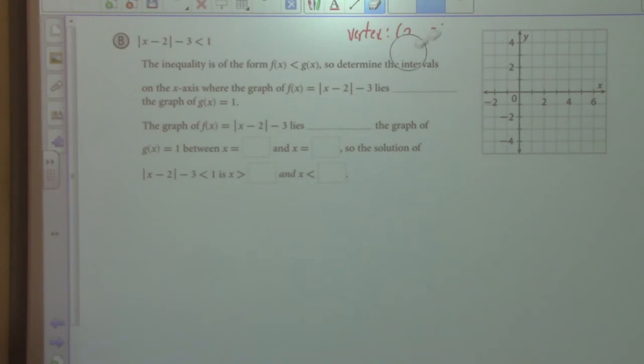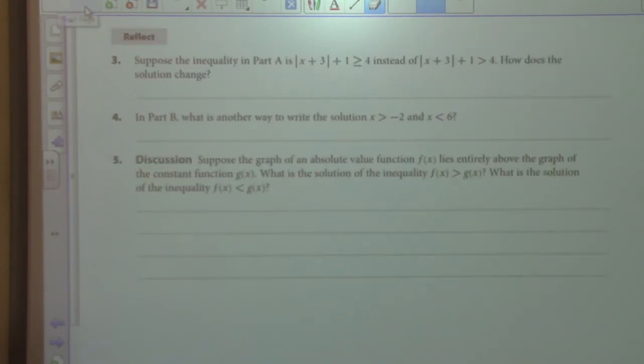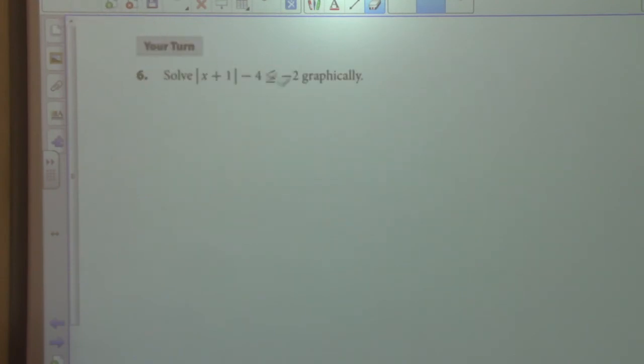Now, the next thing we're going to do here is, they say, what if we had greater than, what would happen? How would the solution change? Well, we'll go to that eventually. What I want you to do is to solve this one graphically.